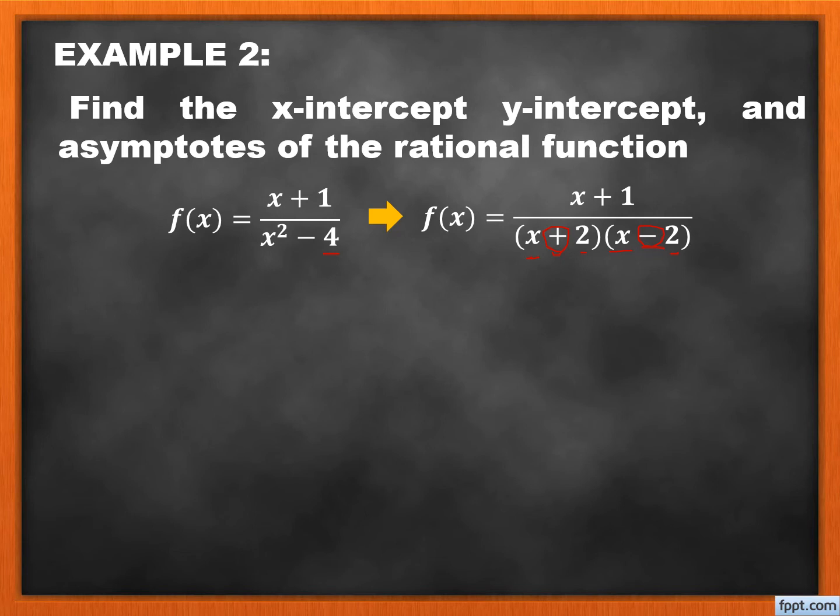Now, para saan yung mga factors na yon? So, in this case, sila na yung mga gagamitin natin to find the x-intercept, y-intercept, asymptotes of our rational function.